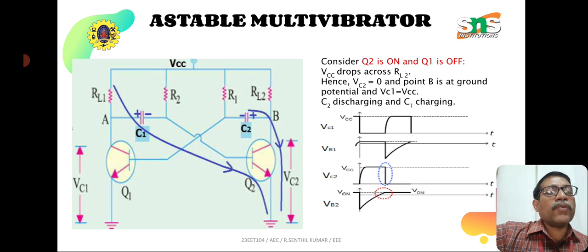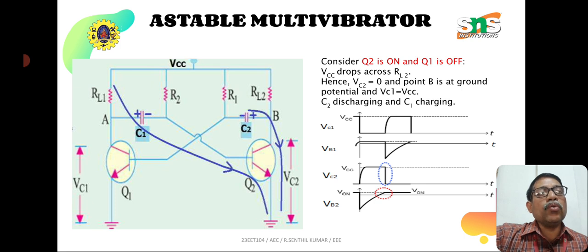See the graph. In VC2 the voltage drops. The blue circle indicates the voltage drop in VC2, whereas in VC1 there is a rise in voltage. Here the capacitor C2 is discharging and the capacitor C1 is charging.